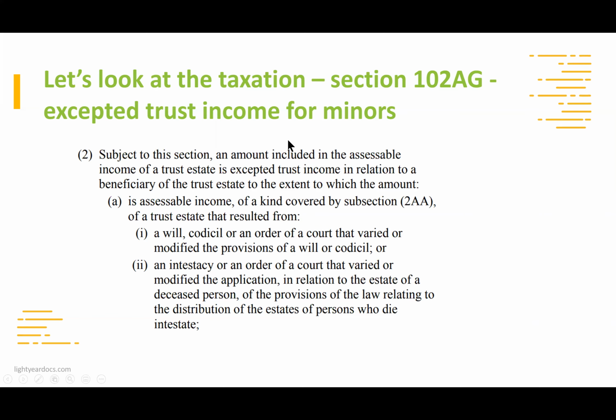So let's just go through, and we're talking about accepted trust income for minors. Subsection 2 of that section basically says, subject to this section, an amount including the assessable income of a trust estate is accepted trust income in relation to a beneficiary of the trust estate. Accepted trust income is excluded from the penalty taxes for minors. So whenever we see accepted trust income, it means that it's excluded from the penalty taxes for minors, which is one of the big reasons why we set up these testamentary trusts. As an aside, if you park it there, I'll come back to it in a second.